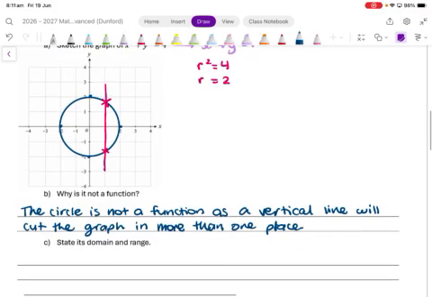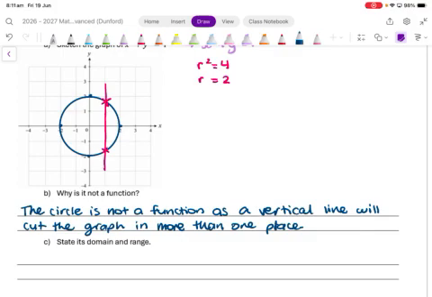What we have for part C is we want to state its domain and range. So remember, our domain is all the x values it can be. So our domain goes from -2 to +2. Our range is all the y values it can be, and it goes from -2 to +2. Does that make sense? Cool. Flip the page when you're ready and we'll go through our next example.